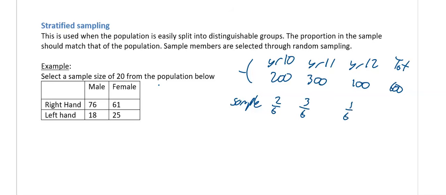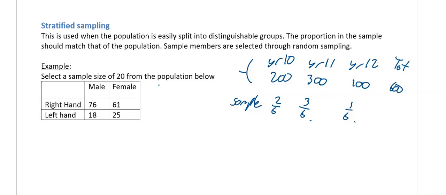So whatever number of people you're going to have in your sample, you'd have to make sure 2/6 of your sample were from year 10, 3/6 of your sample from year 11, and 1/6 of your sample is from year 12, and that will be it.